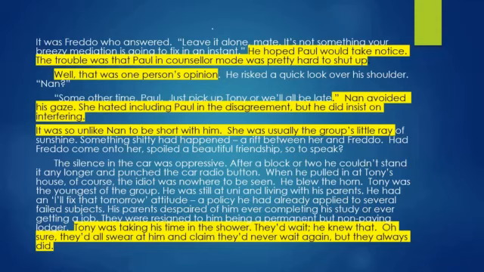And now, once Fredo has spoken, we can continue with his thoughts. He hoped Paul would take notice. The trouble was that Paul in counsellor mode was pretty hard to shut up. So that's definitely Fredo's voice we're hearing. Then another line that you are familiar with from the previous reading. Well, that was one person's opinion. He risked a quick look over his shoulder. That was Paul, if you recall. Now it seems odd, doesn't it? Because there's this jump from hearing Fredo's voice to this one. It could still be Fredo.